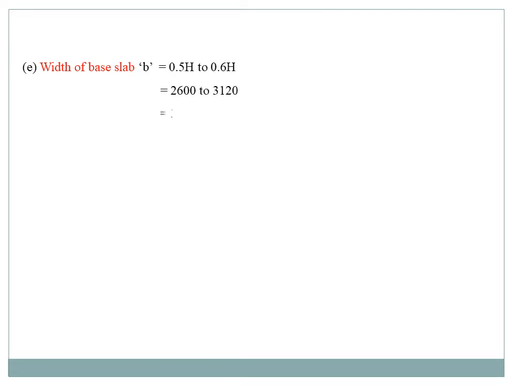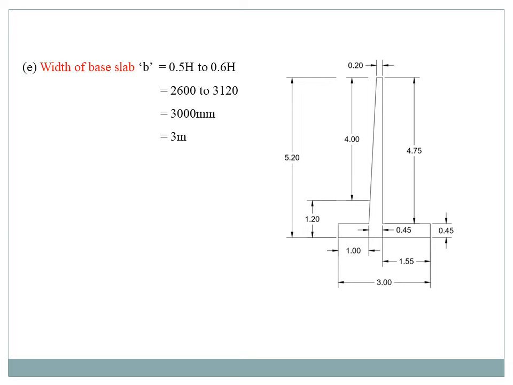Then width of base slab, b is equal to 0.5h to 0.6h. This is a simple formula. Apply the h value, you get 2600 mm to 3120 mm. In between, some suitable value can be taken. So the rounded value is 3000 mm. So we take 3 meter. So the width of the base slab is 3 meter.